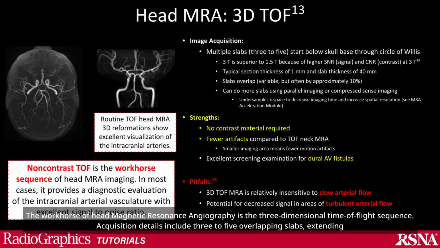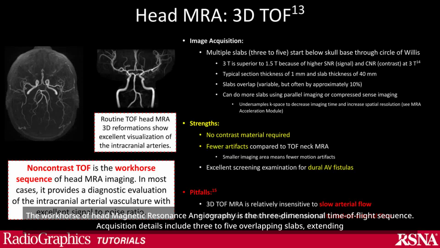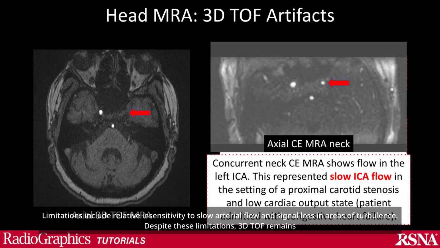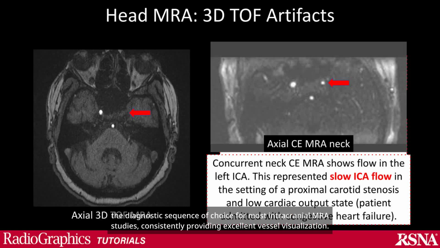Strengths of 3D TOF: no contrast agent is required. It produces fewer artifacts than TOF imaging in the neck. With its smaller field of view, it is less susceptible to patient motion. It is an excellent screening tool for conditions such as dural arteriovenous fistulas. Limitations include relative insensitivity to slow arterial flow and signal loss in areas of turbulence. Despite these limitations, 3D TOF remains the diagnostic sequence of choice for most intracranial MRA studies, consistently providing excellent vessel visualization.